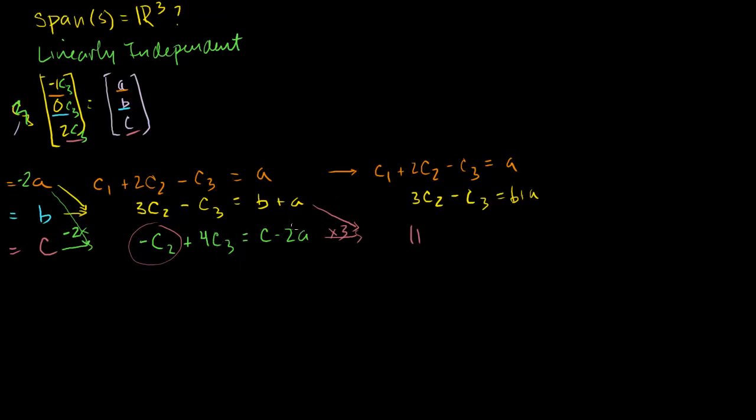Oh, sorry, I was already done. When I do 3 times this plus that, those canceled out. And then when I multiply 3 times this, I get 12c3 minus c3. So that's 11c3. And I multiplied this times 3 plus this. So I get 3c minus 6a, right? I'm just multiplying this times 3 plus this, plus b plus a.